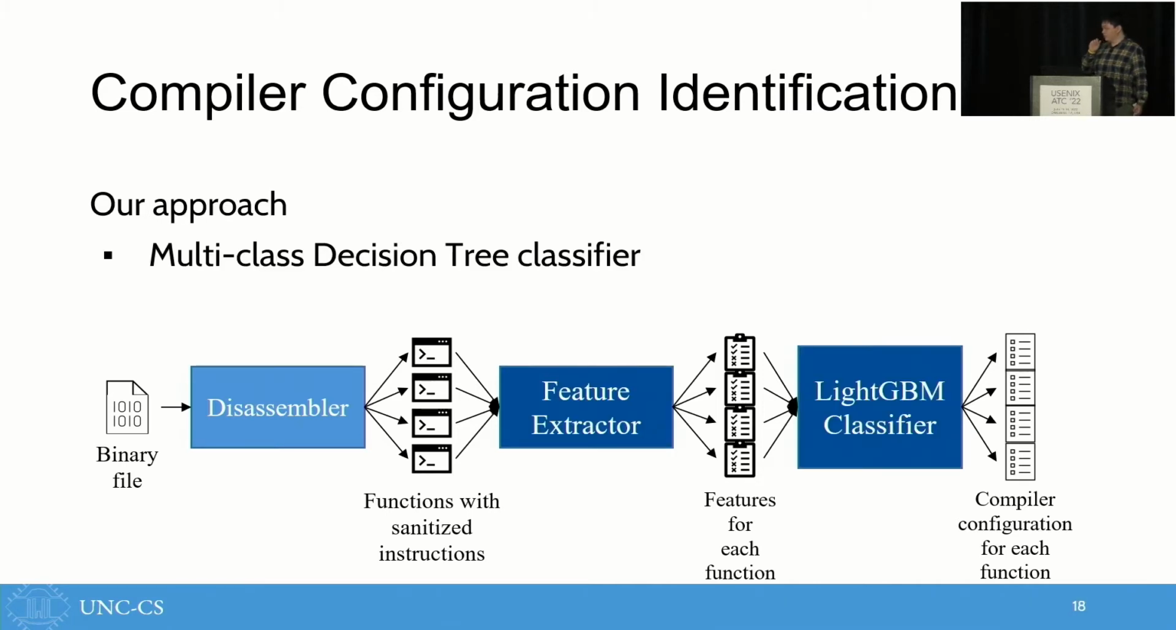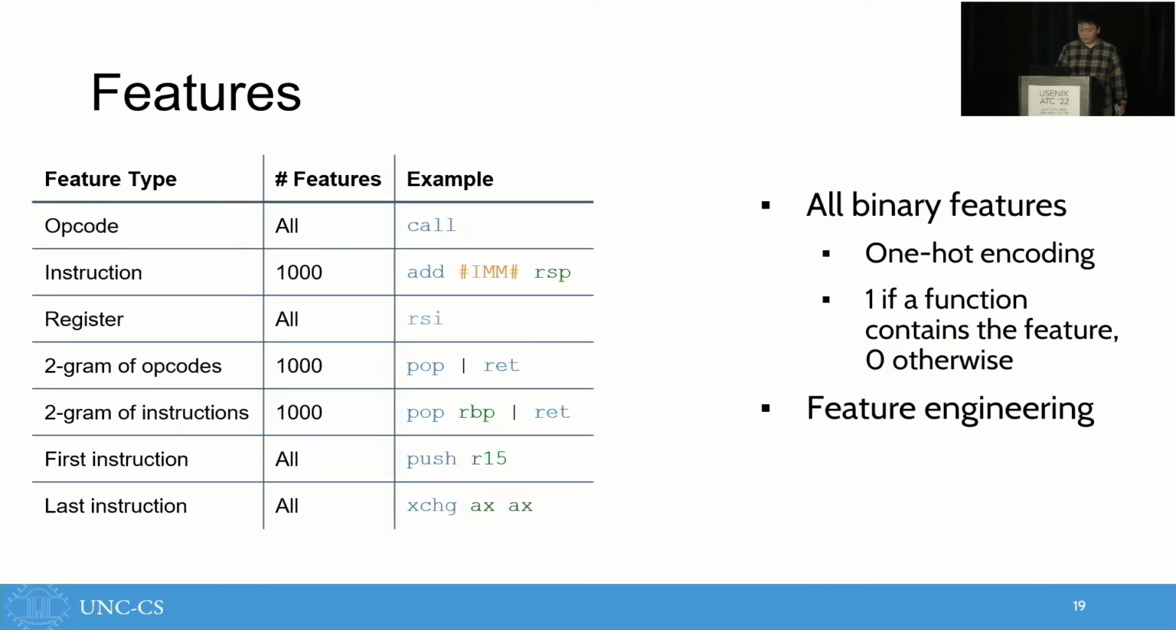And to show that we don't need deep learning techniques, we build a classifier that matches NeuroCI's behavior, but using only simple features and a multi-class decision tree-based LightGBM classifier. We only use 7 types of simple features, including opcodes, instructions, registers, 2-grams of opcodes and instructions, and first and last instructions. They are all binary features using one-hot encoding.